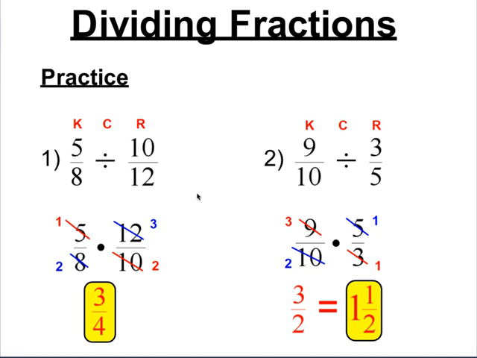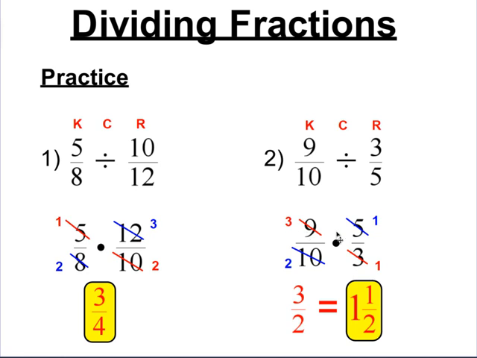Okay? Question 2, 9/10 divided by 3/5. Keep, change, reciprocate again, so 9/10, we're going to keep that. We're changing division to multiplying. We're reciprocating 3/5 to make it 5/3. So again, a lot of simplifying I can do in here. 10 and 5, just like in problem 1, can be simplified by dividing by 5. So 10 divided by 5 is 2. 5 divided by 5 is 1.